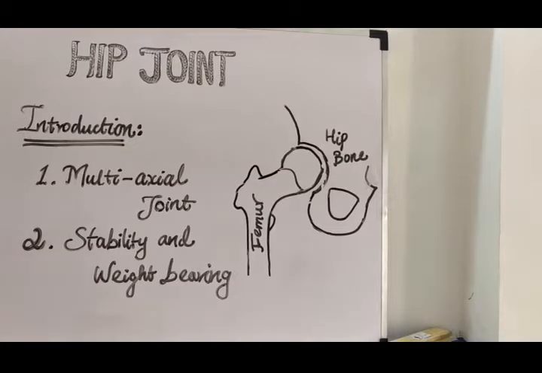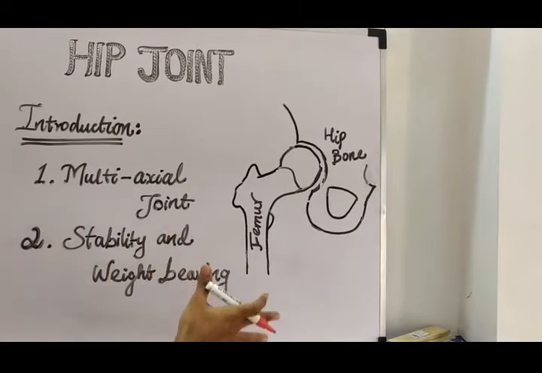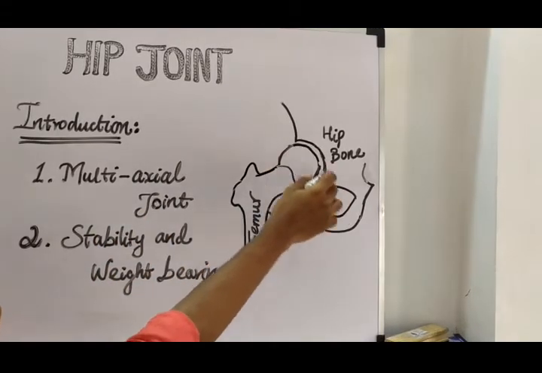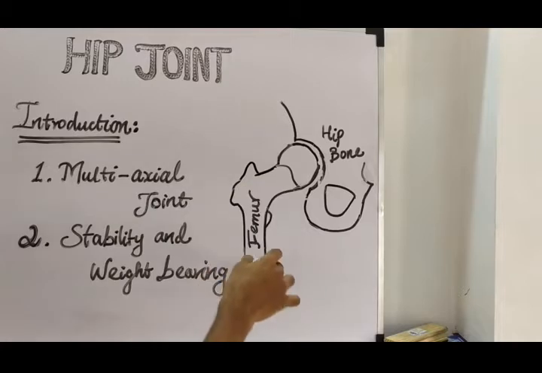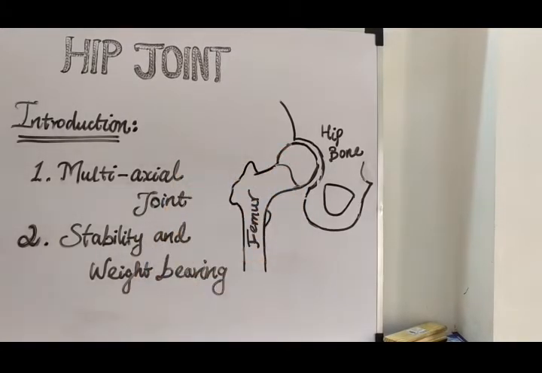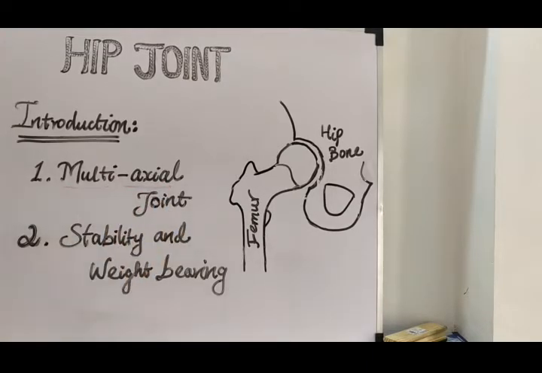So guys, the hip joint is a synovial joint forming the connection between the lower limb and the pelvic girdle. Here you can see the pelvic girdle, hip bone and the right femur. So it forms a connection between the lower limb and the pelvic bone, right? And this joint is a multi-axial joint, that is, it can have movements in one or more axes, and this is designed for stability and weight bearing.